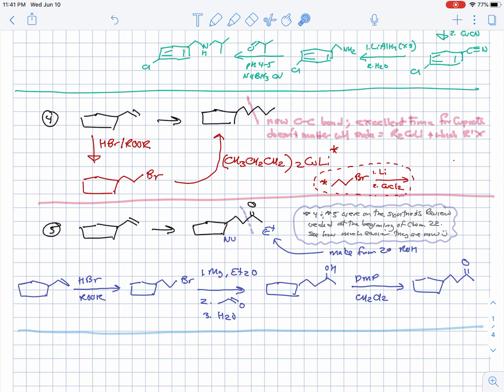So we added HBr and peroxides to get anti-Markovnikov addition. And then we just use the cuprate and do a coupling reaction and we're done. And then here's the synthesis for that particular cuprate.